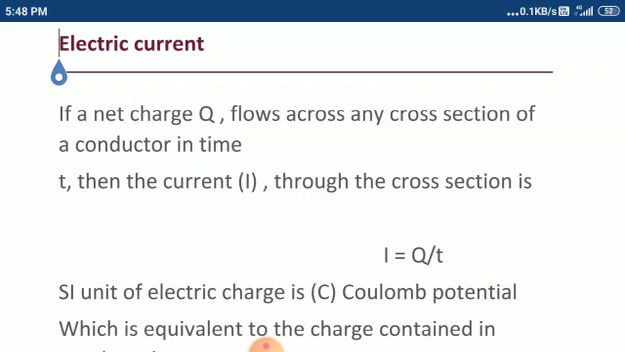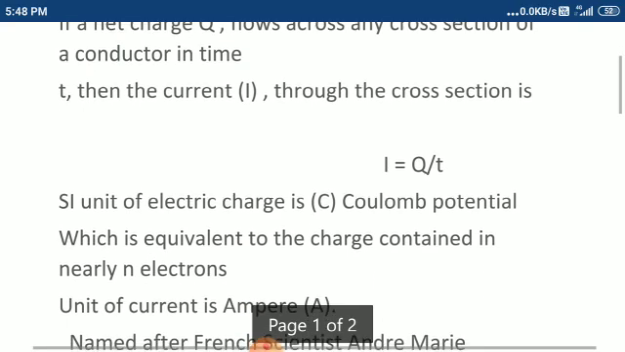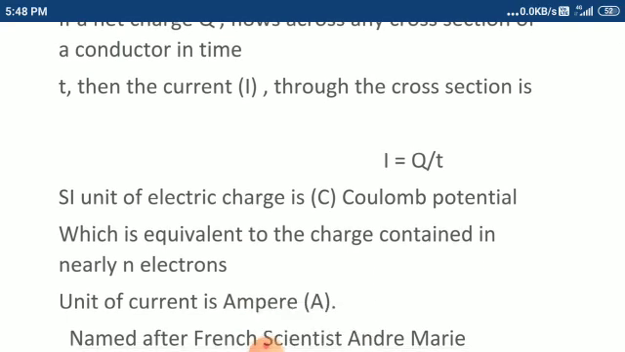Let's start with electric current only. Electric current, we have discussed about it. If a net charge q flows across any cross section of a conductor in time t, then the current I through the cross section is I is equal to q by t. I is your electric current, q is your charge, and t is your time. SI unit of electric charge is coulomb.